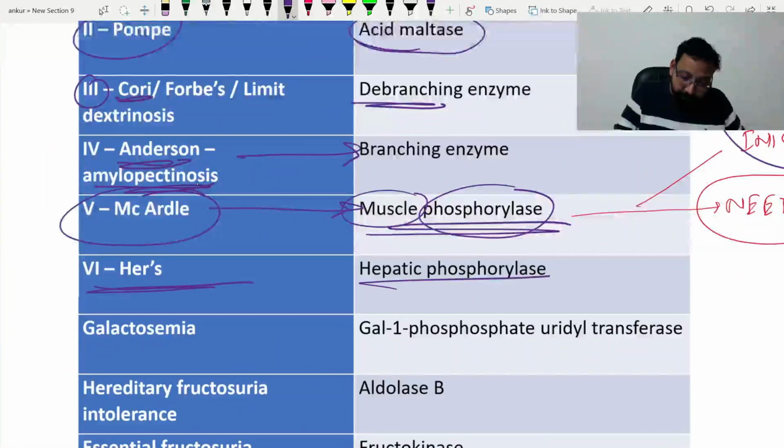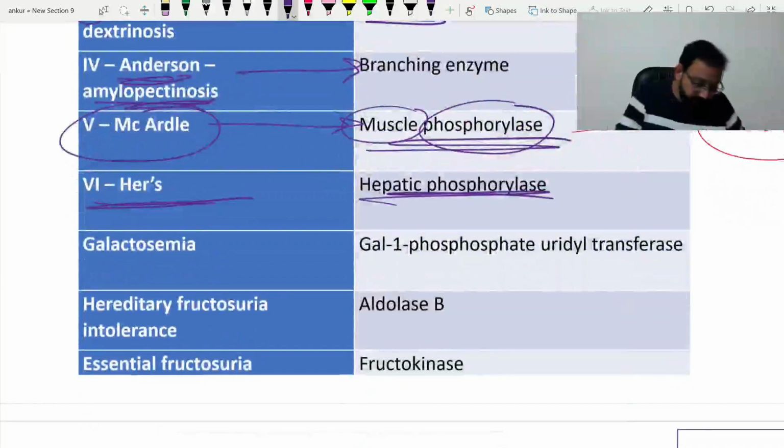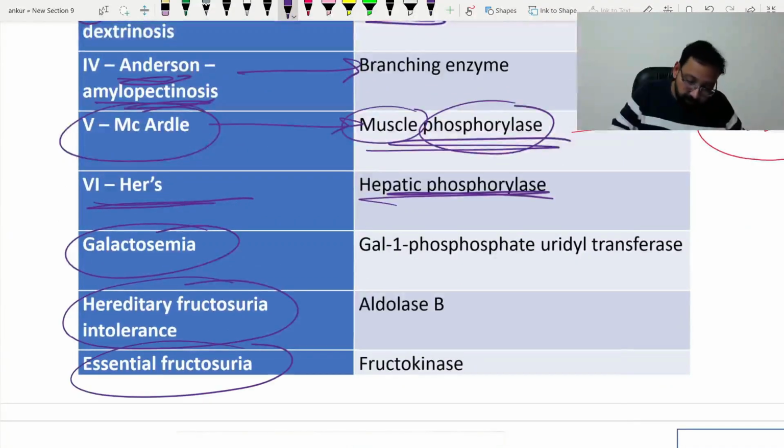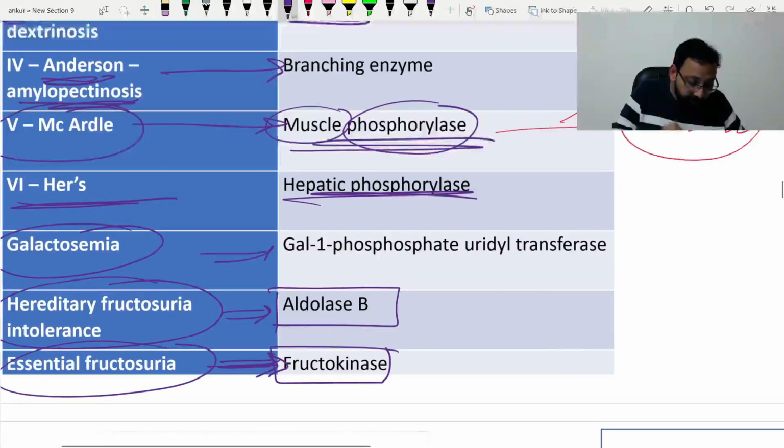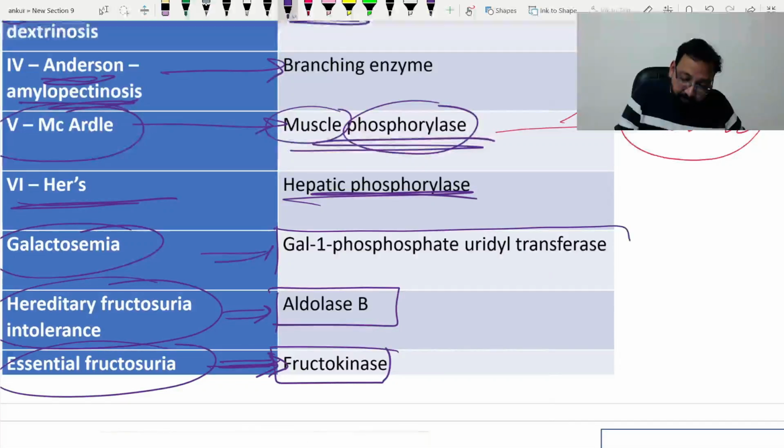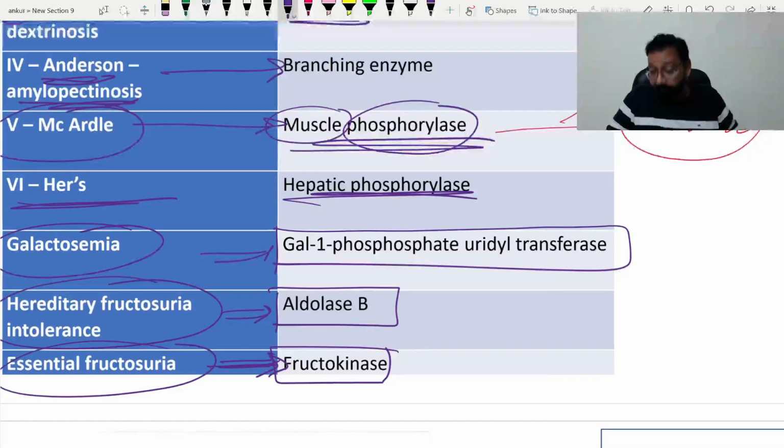Hers disease, hepatic phosphorylase. Galactosemia, I will discuss shortly. Essential fructosuria, hereditary fructose intolerance. At least you must remember the name of the enzyme. Essential fructosuria, fructokinase is deficient. Hereditary fructose intolerance, aldolase B is deficient. Galactosemia, galactose 1 phosphate uridyl transferase is deficient. Clear?